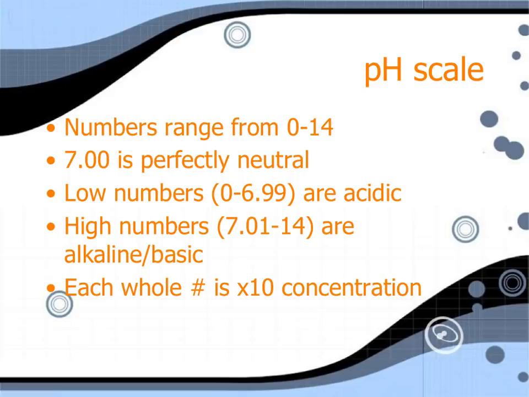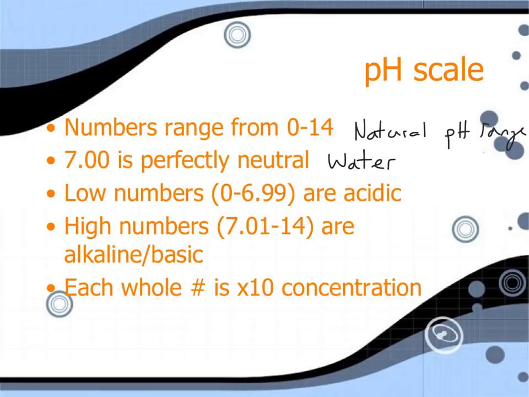So the first thing you need to know is it's numbers ranging from 0 to 14. It actually can go below 0 or above 14, but these are the numbers that you'll see in normal, naturally occurring pH ranges. Now the middle of the pH table, or the pH picture, it's often represented as a picture, is 7, and that's perfectly neutral. Water is considered pH of 7. Now everything is compared to water. Either it's more acidic than water or it's less acidic than water.